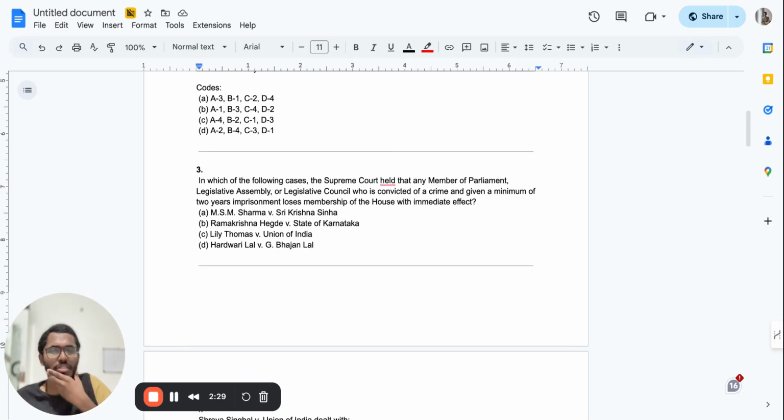It'll be really easy. The more number of times you practice it, as most of you have learned about case laws, it can be really helpful for you.